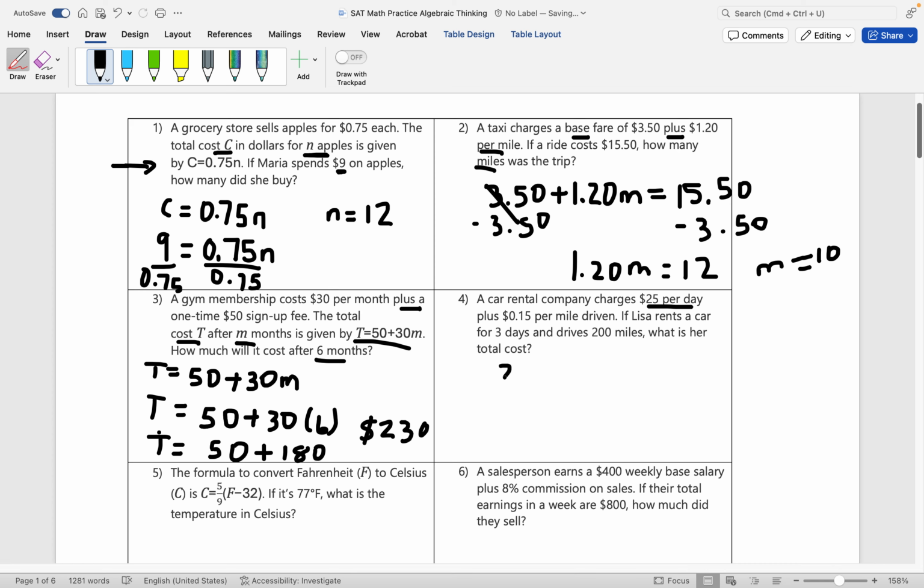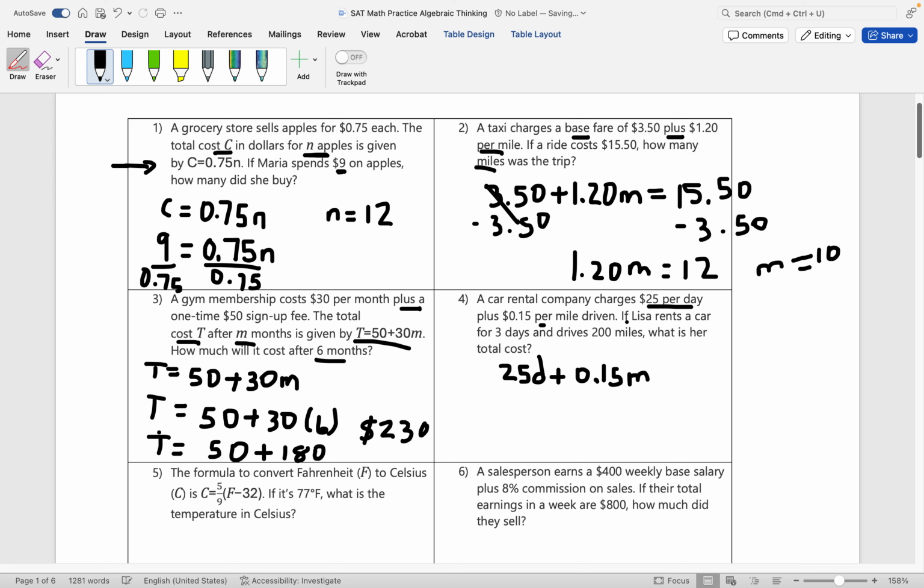Okay, so it's gonna be 25. I'm going to use D for day. $25 times the number of days plus, and it says 15 cents, so that's 0.15 per mile. Remember, per means multiplication, so 0.15 times the number of miles. They didn't give me miles, so I'm gonna use M for miles.